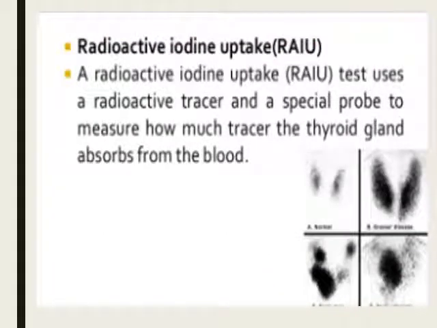A radioactive iodine uptake test uses a radioactive tracer, usually radioactive iodine 131 or 123, and a special probe to measure how much tracer the thyroid gland absorbs from the blood. This is the representation of different etiologies and causes of hyperthyroidism. In Graves, there is diffuse uptake, while this is a case of multinodular goiter, with different areas of increased uptake, and this is a case of toxic adenoma, where only one nodule is present and causing hyperthyroidism.